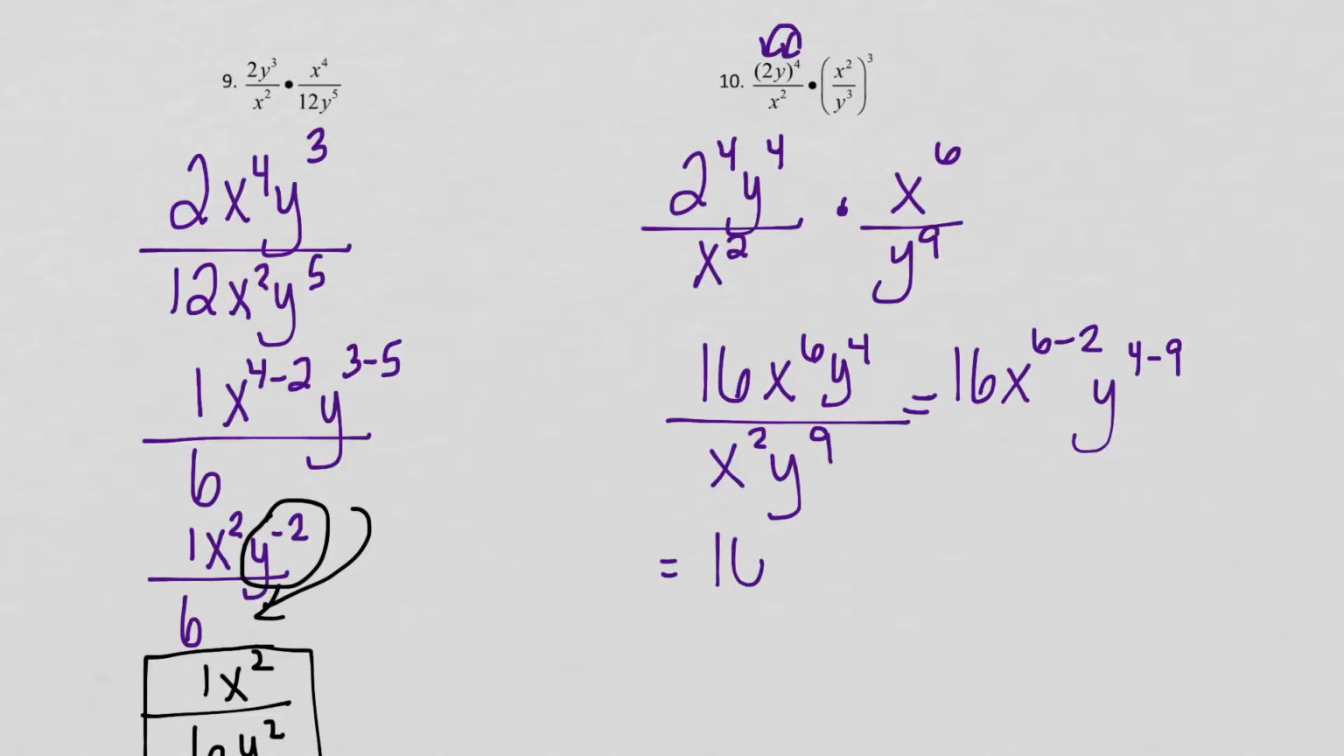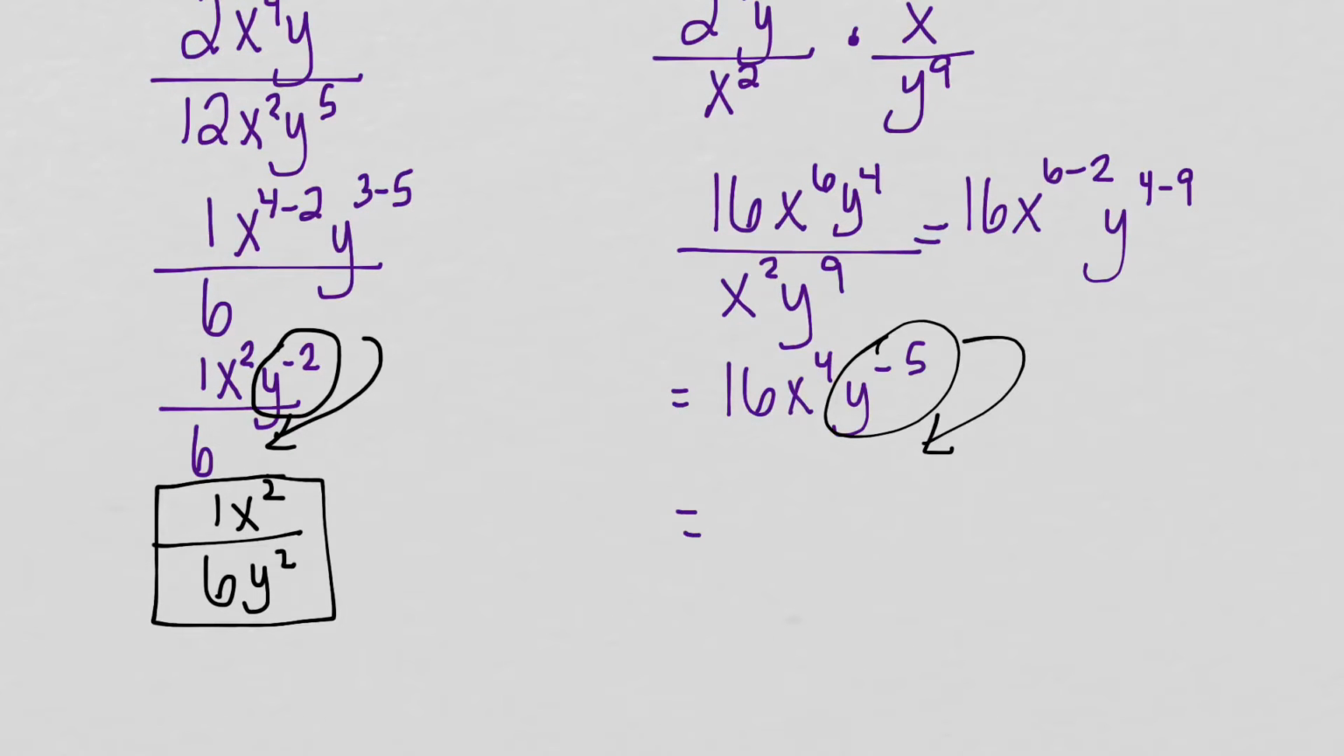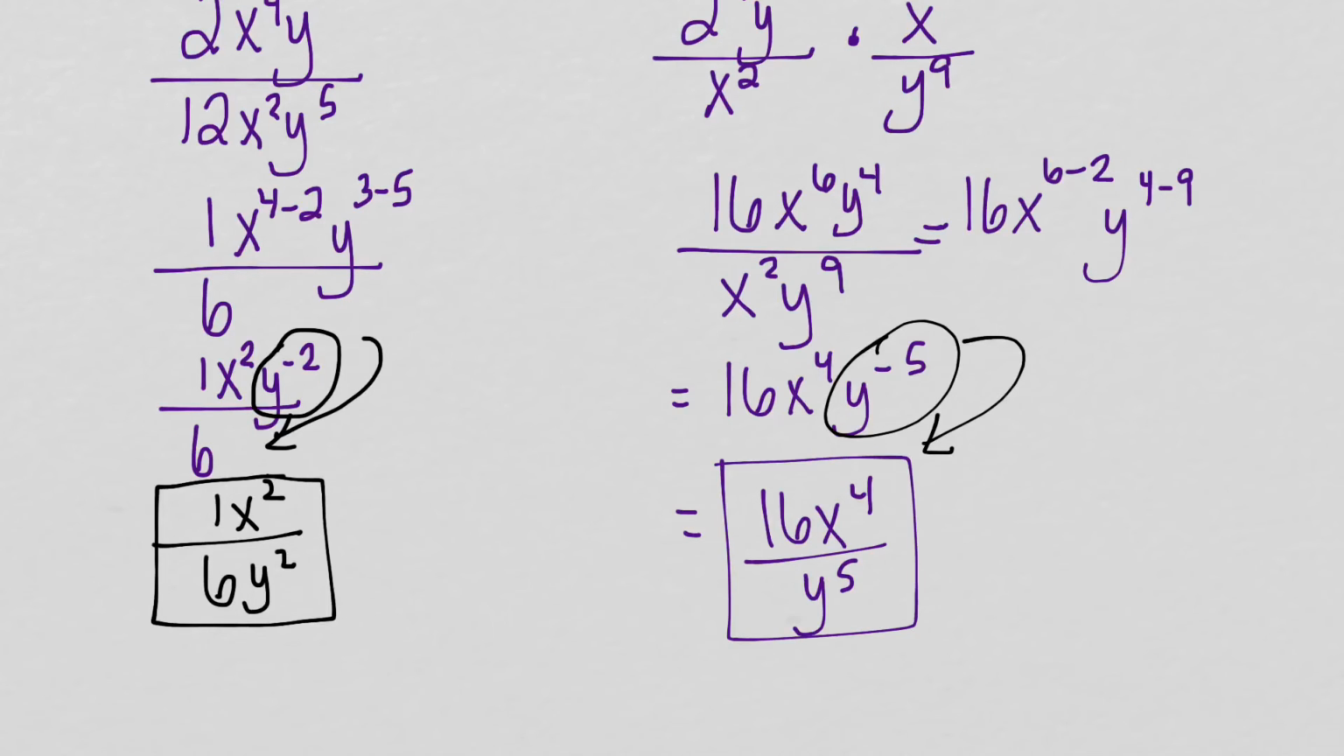So I get 16 x to the 4th, y to the negative 5. And we know to move y to the negative 5 down to the denominator. So our final result would be 16 x to the 4th over y to the 5th. And that's it.